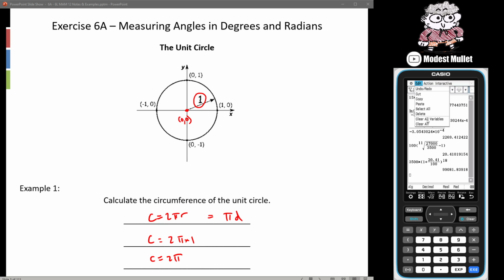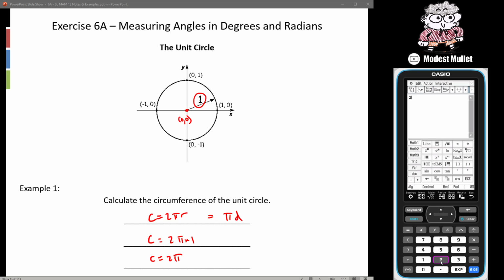Now if we jump into our calculator, we want to figure out what that is. 2 pi, enter, 6.283. So we could say it's roughly equal to 6.283.